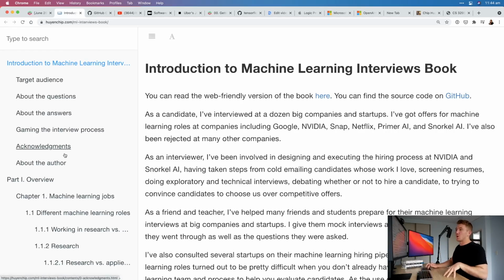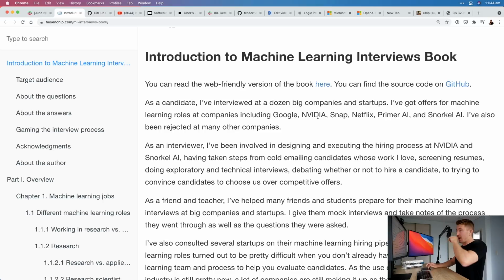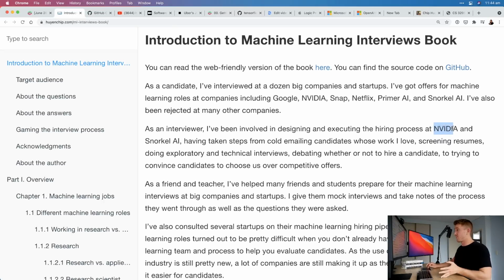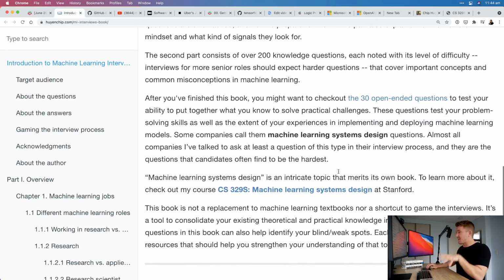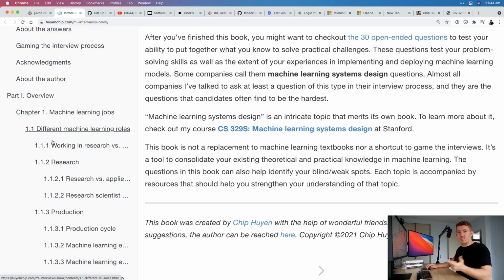But back to the book. So this is an amazing book that if you're looking for a job in machine learning, Chip has interviewed at a dozen big companies and startups, got offers for machine learning roles at companies like Google, NVIDIA, Snap, Netflix, Primer AI, Augmedix, just keep naming big ML companies. Chip's probably been there. As an interviewer, also involved in designing and executing the hiring process at NVIDIA and Snap. So NVIDIA, you've probably heard of that company, pretty big. And what she's done is she's collated all of the things that she's learned over that process of both being an interviewer as well as an interviewee. Is that the same thing? I'm not sure. You get what I'm saying.